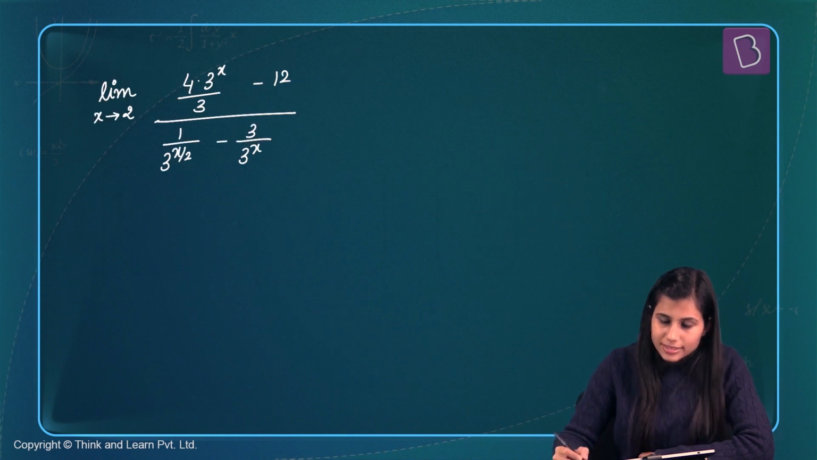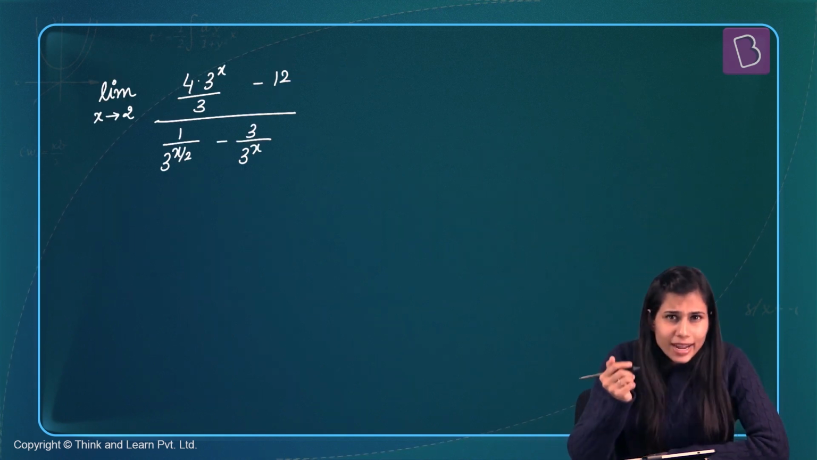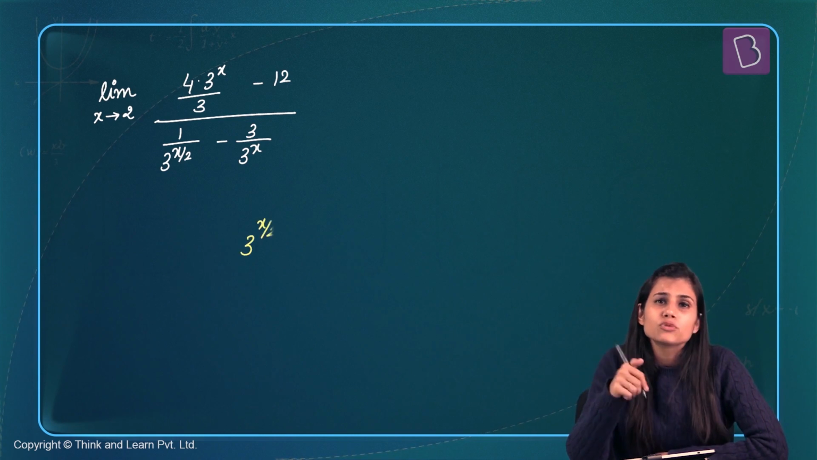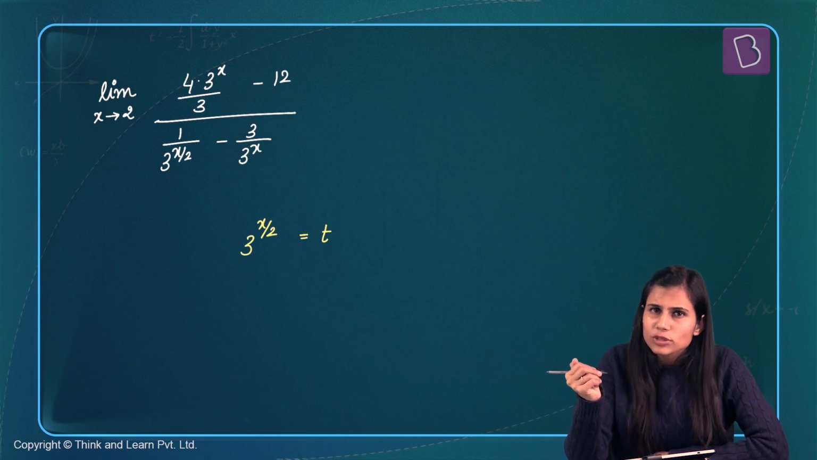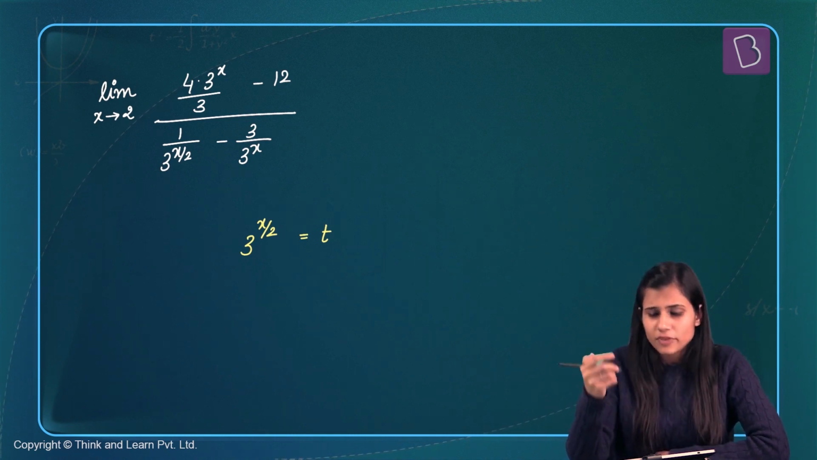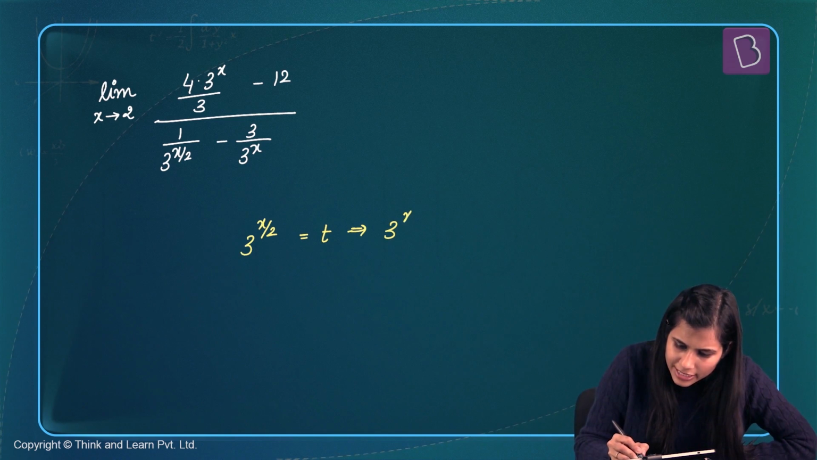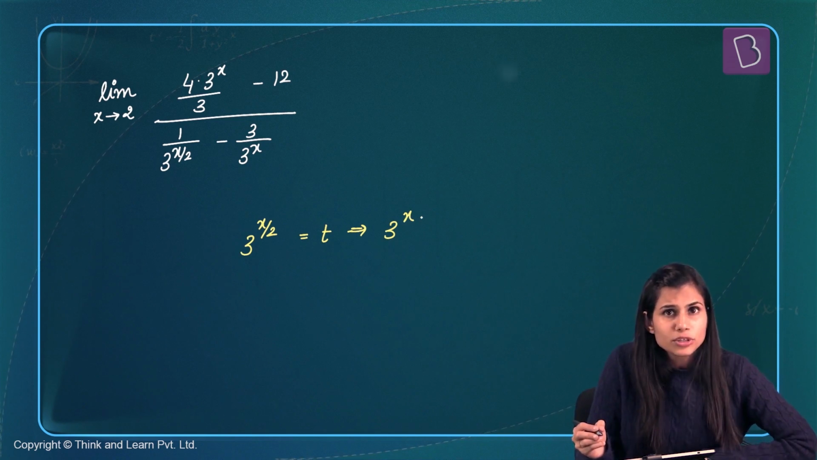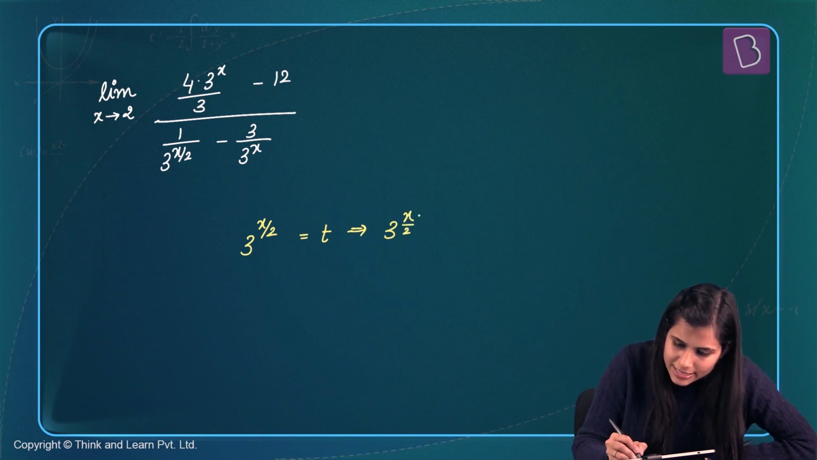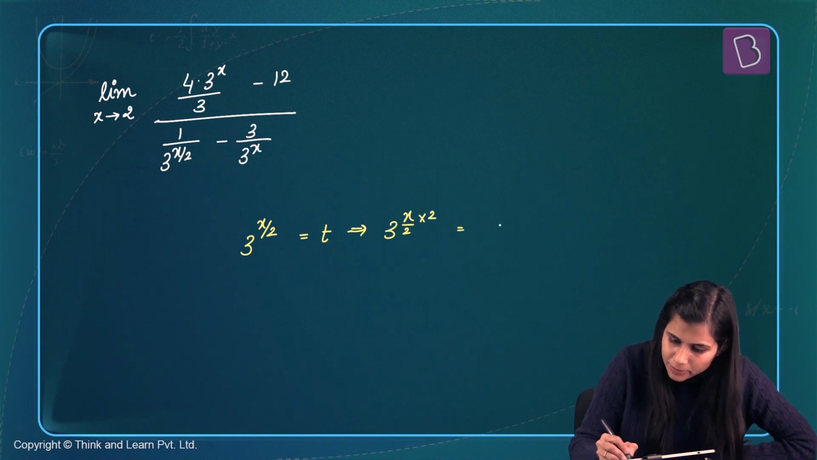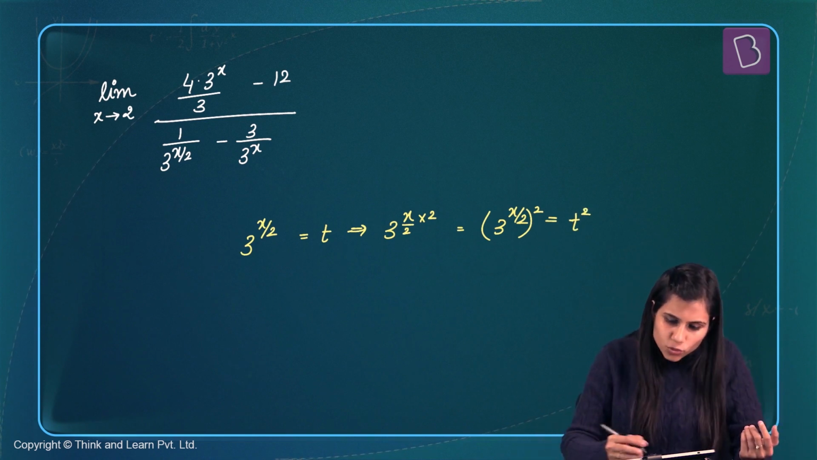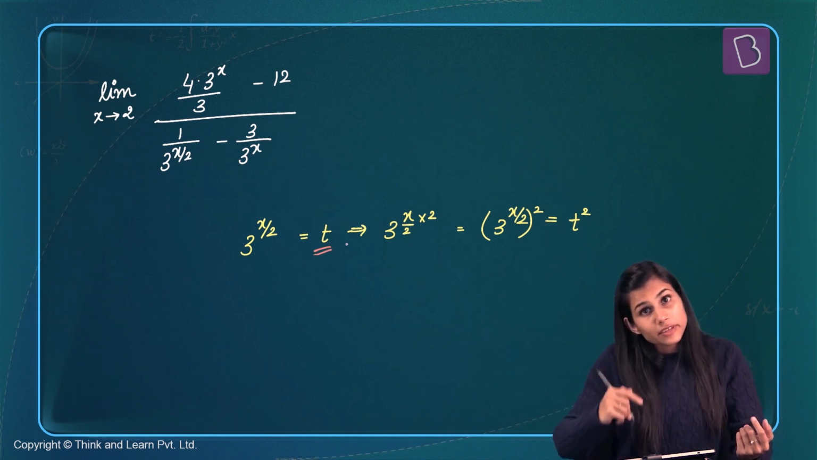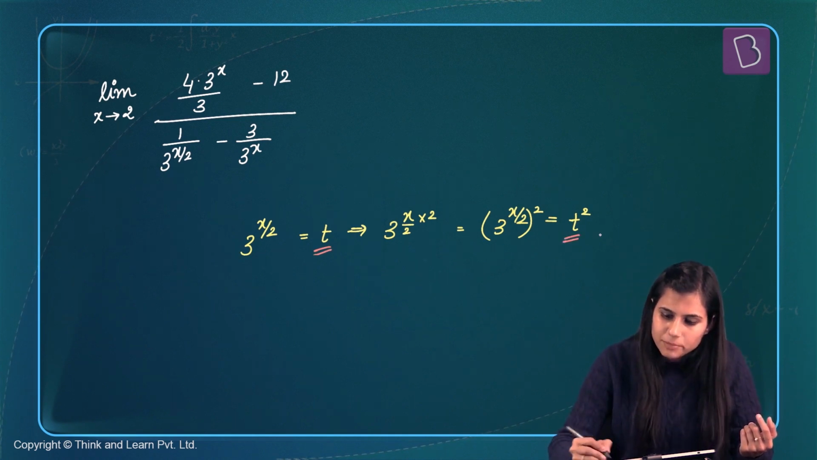So of course, the direct thing which strikes is that why not consider 3 to the power x by 2 to be equal to some easier variable, say t. If I take 3 to the power x by 2 equals t, my expression is going to be further simplified. Moreover, if this is t, what is 3 to the power x going to be equal to? I can write this as x by 2 into 2, right? That means 3 to the power x by 2 square, that means t square. So wherever there is 3 to the power x by 2 written, I will be replacing it by t. Wherever there is 3 to the power x written, we'll replace it by t square.